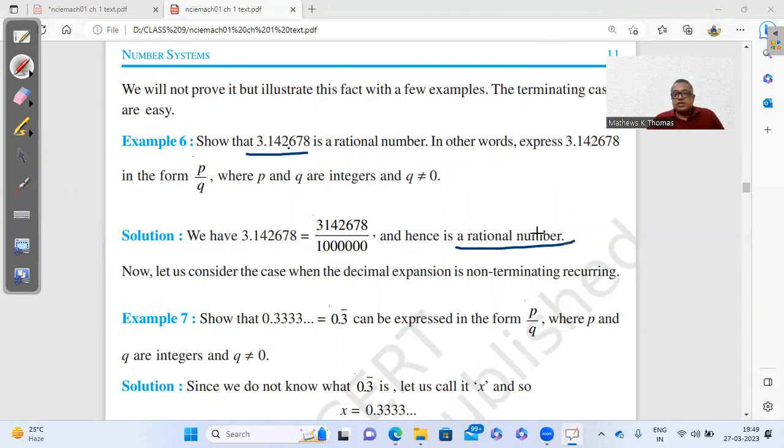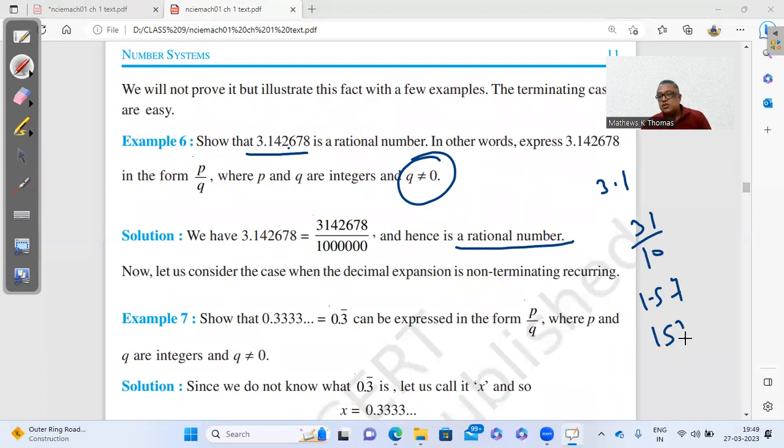And this is going to be a rational number, right? Because what is a rational number? A rational number is anything in the form of P by Q, where Q is not equal to 0. So I can easily convert. Let's say if I want to convert 3.1 into a fraction, this will be 31 by 10. If I want to do 1.57 as a fraction, this will be 157 by 100. So just see how many numbers are there after the decimal, and accordingly we put the number of zeros there, 10, 100 and so on.